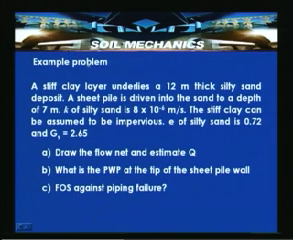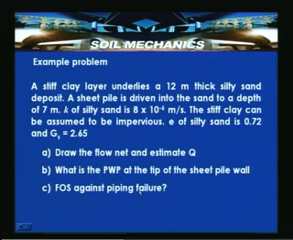So let us consider a problem where a stiff clay layer underlies a 12 meter thick silty sand deposit. A sheet pile was driven into the sand to a depth of 7 meters, and the silty sand has a permeability of 18 × 10^-6 meter per second, and the stiff clay can be assumed to be impervious. The void ratio e of the silty sand is 0.72 and the specific gravity of the solids is 2.65. We need to do the flow net construction and estimate Q, the pore water pressure at the tip of the sheet pile wall, and the factor of safety against piping failure.